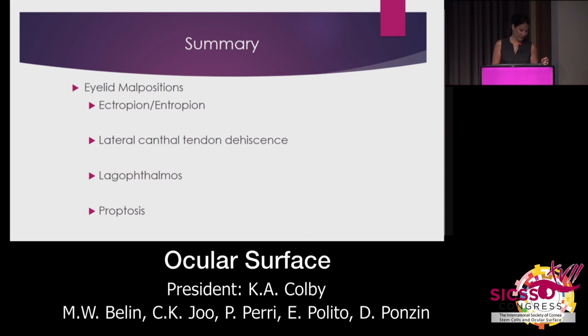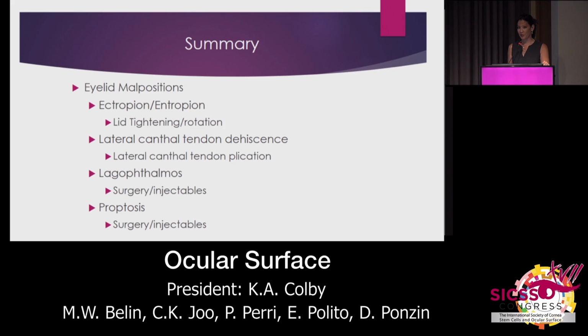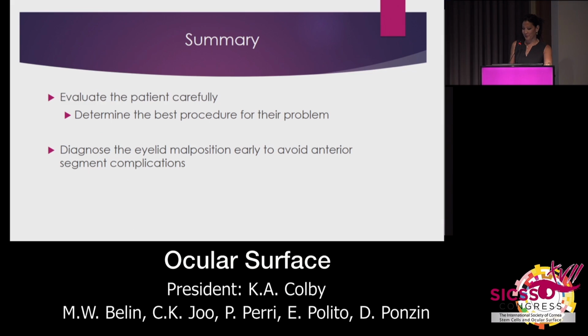So in summary, we've talked about different eyelid malpositions which contribute to ocular surface disease, including ectropion, entropion, lateral canthal tendon dehiscence, lagophthalmos, and proptosis. We've talked about different procedures to fix them. I hope this was helpful to you because you guys are the masters of ocular surface, but just a little something to help. Thank you.